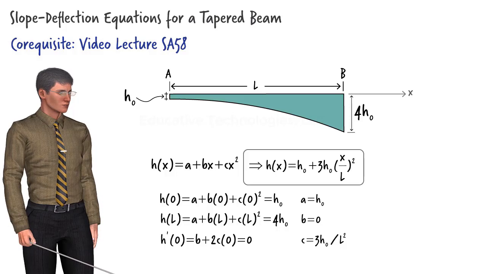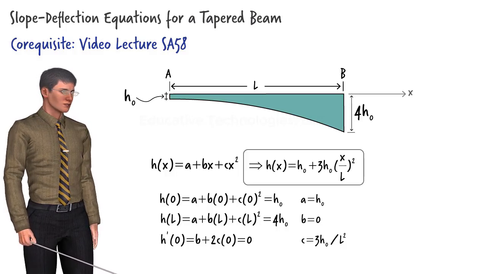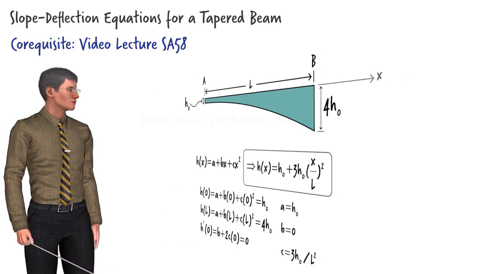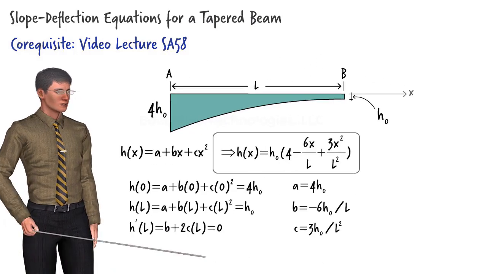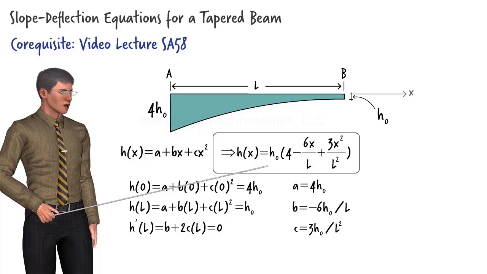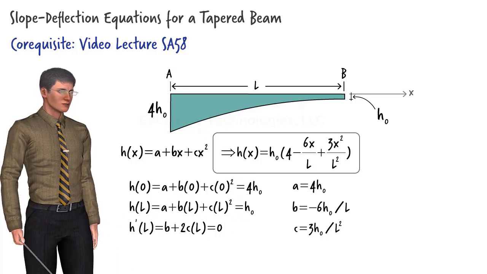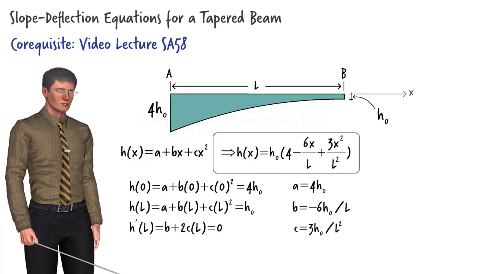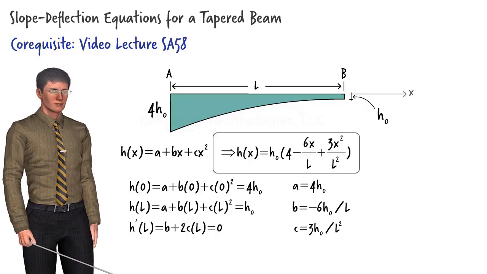Please keep in mind that if the tapered beam is deeper at the left end than the right end, say, if the beam is flipped like this, then a different shape function results. I'm going to leave the formulation of the slope-deflection equations for this configuration as an exercise problem for you.